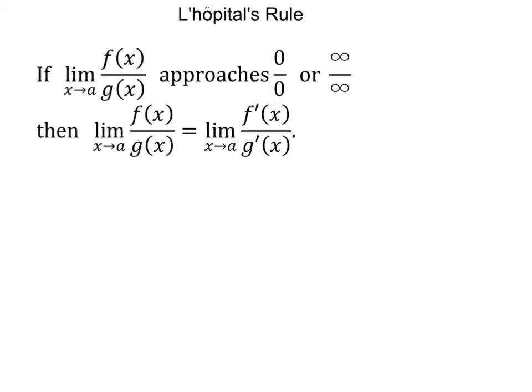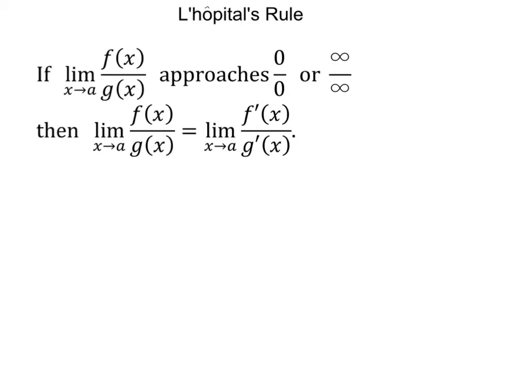So strictly speaking, here's what it says. If you have a limit of f of x over g of x, so if you have a limit that approaches 0 over 0 or infinity over infinity, if you have a limit like that, then you can take your limit and instead simply take the derivative of the top and the derivative of the bottom and try the limit again. This is amazing.